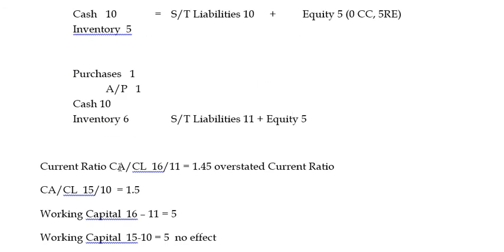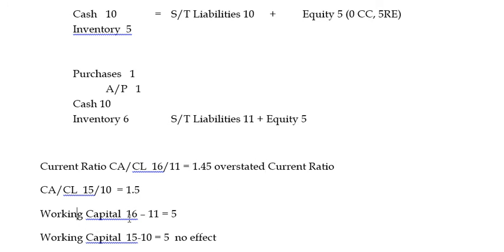And so we've said that our current assets divided by our current liabilities should have been 16, right? Cash, inventory, we forgot this purchases, which is also an ending inventory, 16 divided by our short-term liabilities, which is now 11. So it should have been 1.45, but this is all we have in our books, and so we have overstated our current ratio.